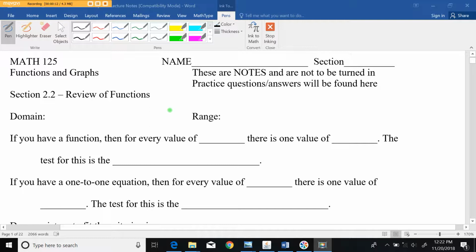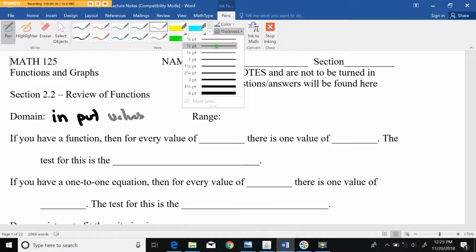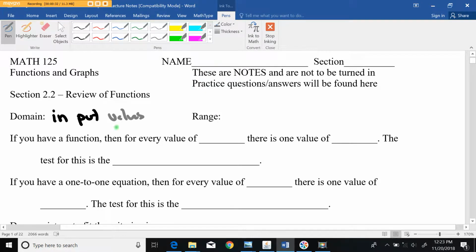So, review of functions. Let's start with this here. Domain, these are input values. They're typically values of x. Okay, range are output values. When you're talking about algebraic functions, these are going to be the y values you get out of a function.